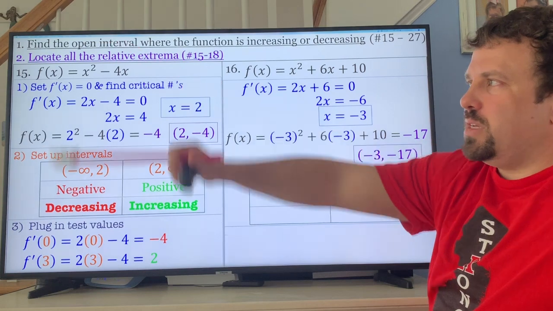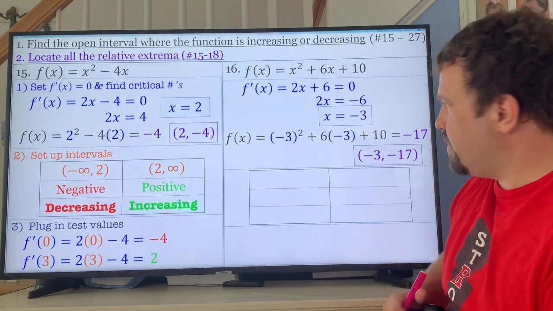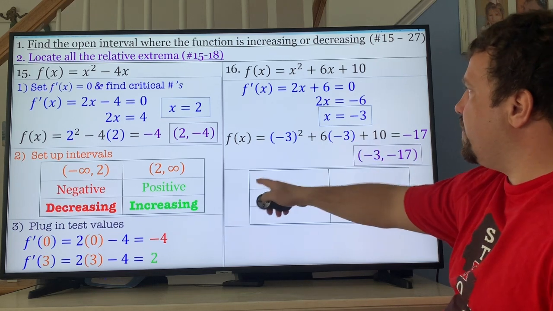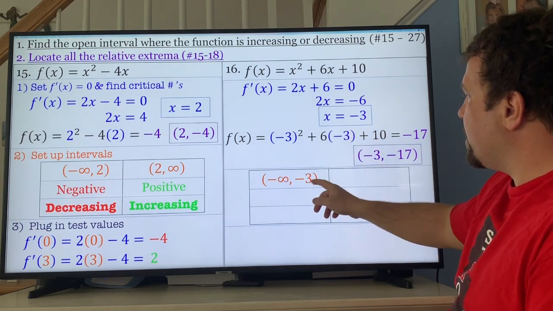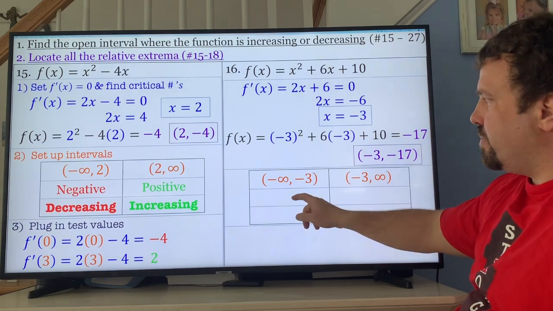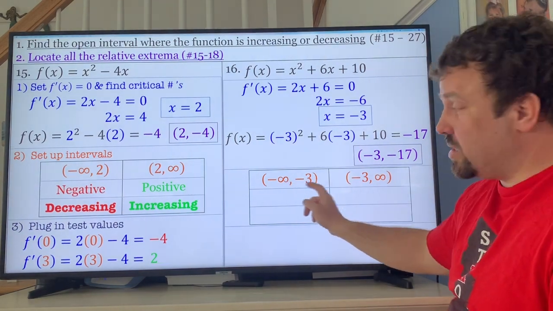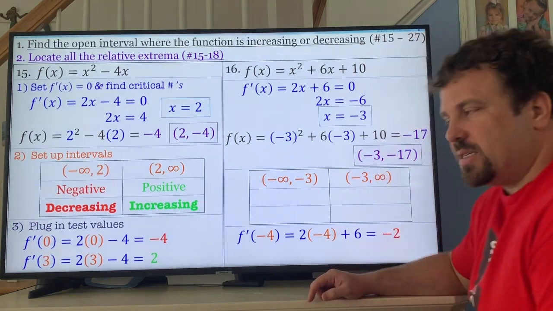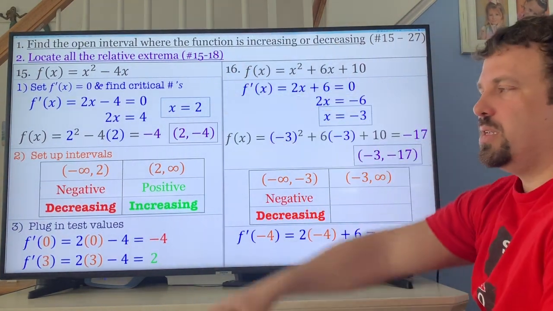Also, since this goes from decreasing to increasing, that tells us it's a minimum. So, critical numbers: -infinity to -3, and -3 to positive infinity. Pick a number between these two. It's not 0, because 0 is actually here. It's like -4. -8 plus 6 is -2. Negative number, once again, decreasing.